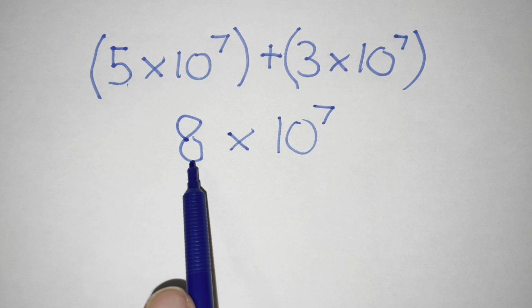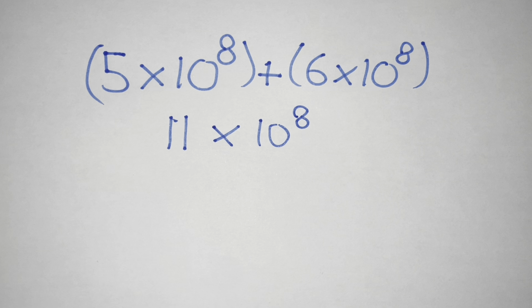In this case, again, we have the same power. So we can simply add together our coefficients. 5 add 6 gives us 11. We keep that power the same, so we have 11 times 10 to the power of 8. But in this case, we now end up with a number that's not in standard form. This coefficient is too big, it needs to be less than 10. So we need to adjust this answer to turn it back into standard form.